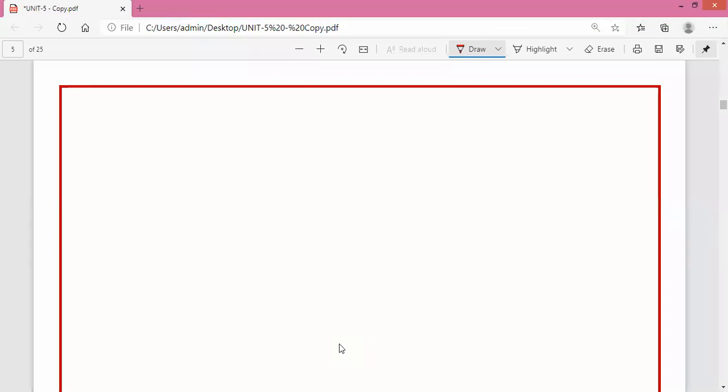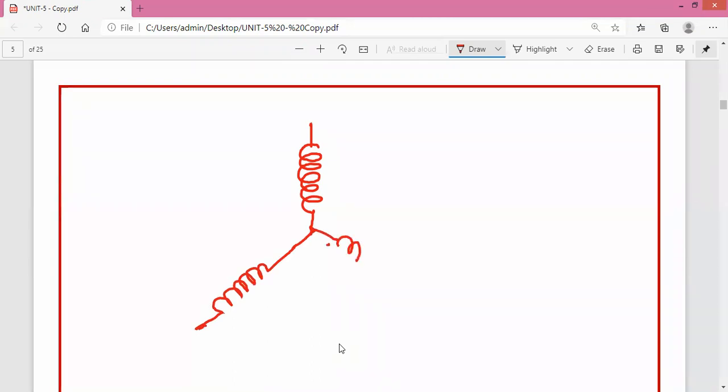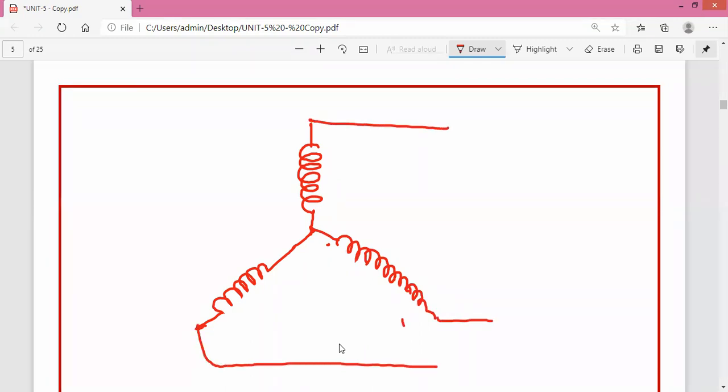So what is the significance of these sequence components? If you want to understand that one, first of all, you have to understand this. So this is your synchronous generator, stator. Each phase is wound with respect to another phase at an angle of 120 degrees. So this is the stator, and here it is the rotor.